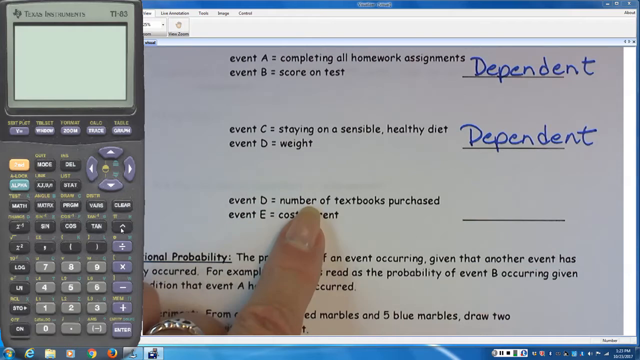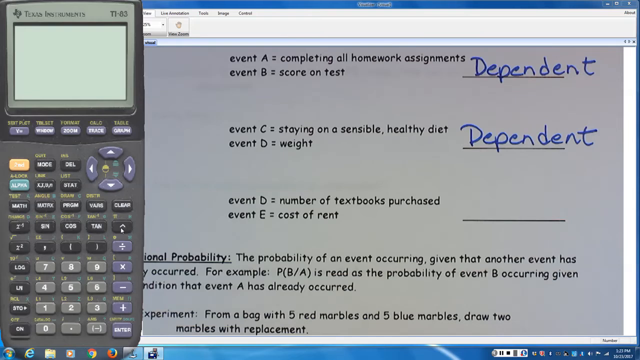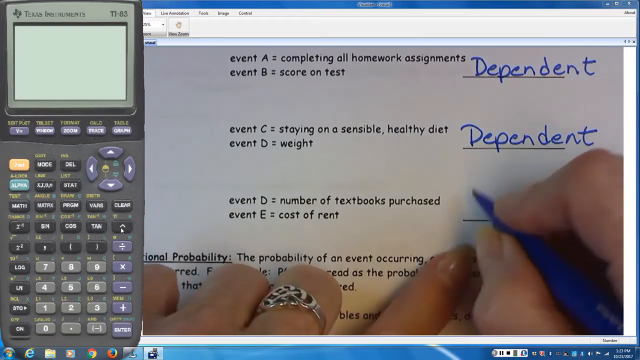Event D is the number of textbooks you purchased, and event E is the cost of your rent. Those are independent because does your rent have anything to do with how much you spend on textbooks? And does how much you spend on textbooks change how much rent you have to pay every month? Does your landlord say, well, you had to spend so much on books this semester, then I'm going to charge you half the rent this month? It'd be nice, but it's not likely. Okay, so those are independent events.